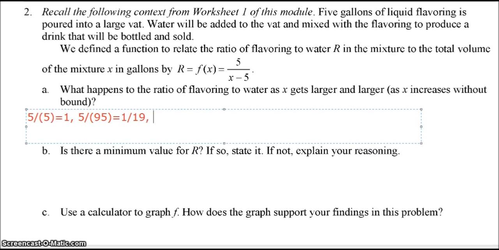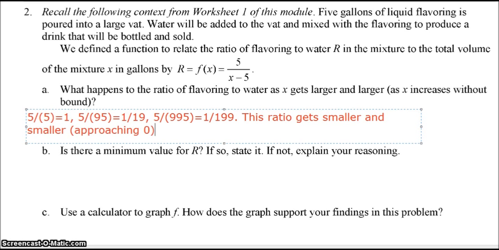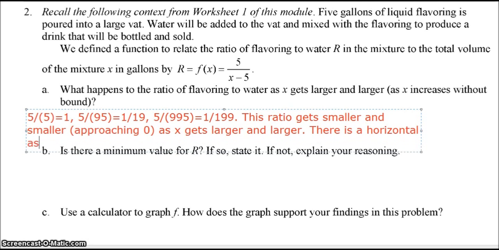1 over 19. As X grows larger and larger, that denominator gets larger and larger, so we get a smaller and smaller fraction. If I use 1,000 for X, then we'll have 5 over 995, which is 1 over 199. This ratio gets smaller and smaller, approaching 0 as X gets larger and larger. That means that there is a horizontal asymptote at y equals 0. Really, it's r equals 0.